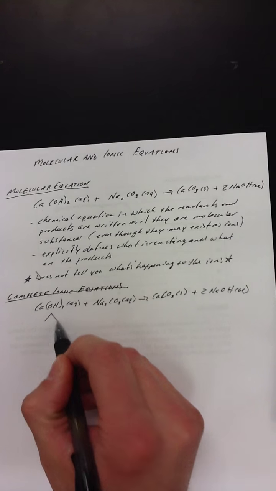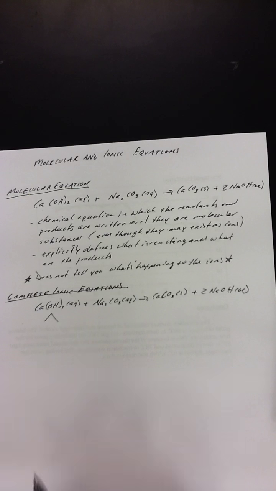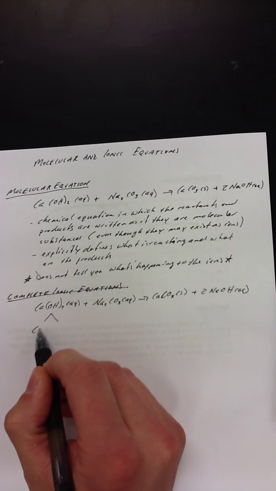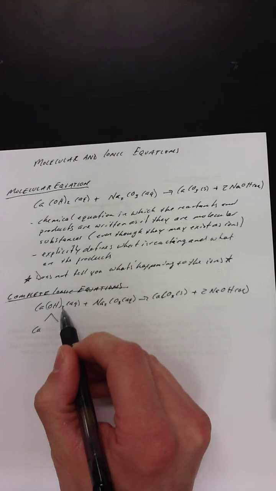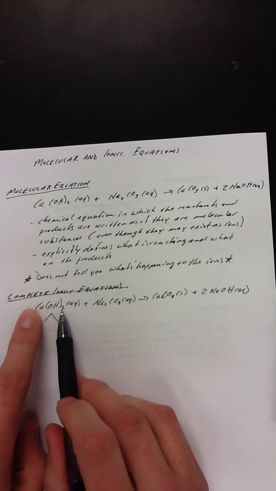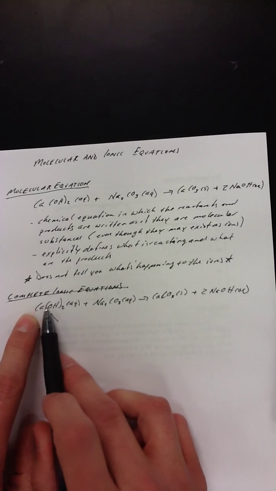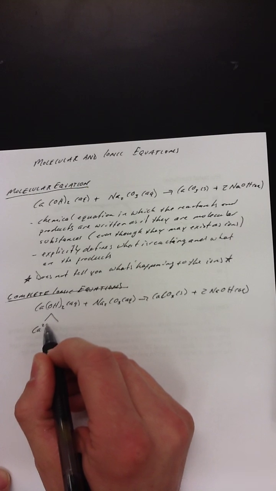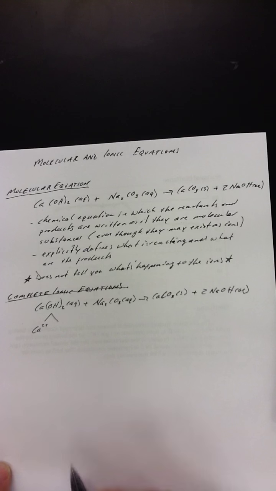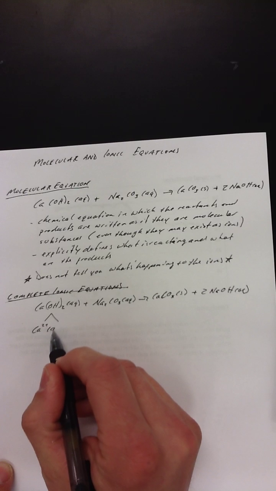Each formula unit of calcium hydroxide forms one calcium ion and two hydroxide ions. If we really want, we could show some sort of a bridge saying that for every single one of these, we know from the molecular equation that because this is an electrically neutral compound, we have 2 plus for the cation, which is aqueous.